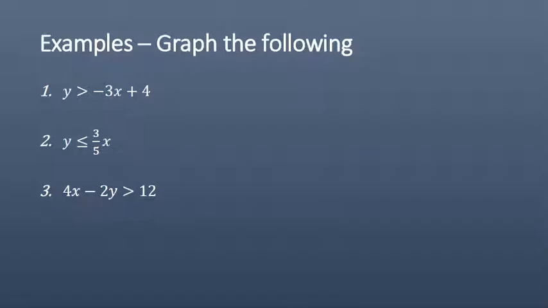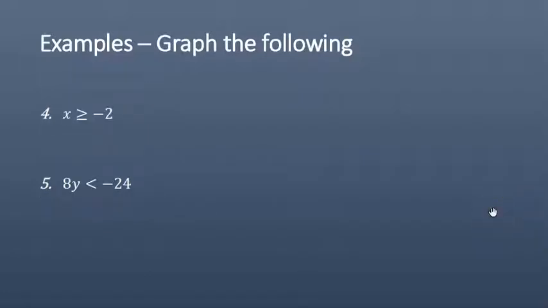All right, we have two more examples that we will look at. Number 4, x is greater than or equal to -2. So here this inequality only has an x in it. We've seen equations that are graphed on the xy plane that only have one variable, and those produce either vertical or horizontal lines. So in this case, because there's only an x, the boundary line will be vertical.